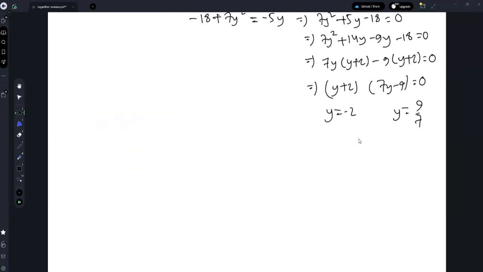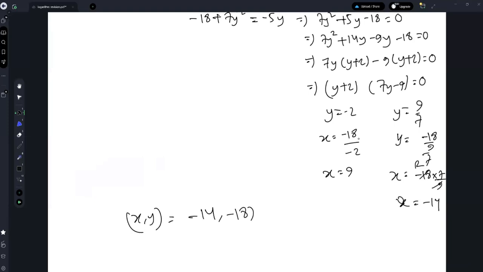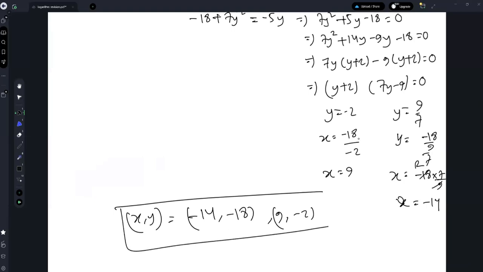Then if you go back to the first equation, x equals minus 18 by y, so y equals minus 2 gives x equals 9, and y equals 9 by 7 gives x equals minus 18 times 7 by 9. So we get x equals minus 14. Therefore, the solutions are minus 14, minus 18, and 9, and minus 2. There you go. So that's the way you do it.